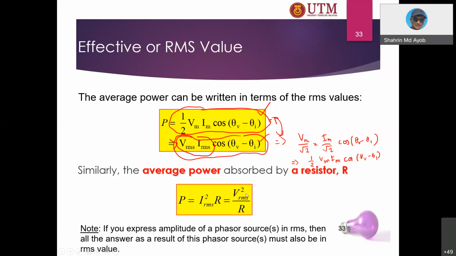Since this is based on the original equations, we can also compute the average power using this equation. Instead of using Im, you use I squared RMS times R, or V squared RMS over R, to compute your average power P.